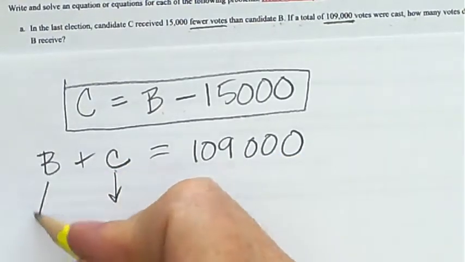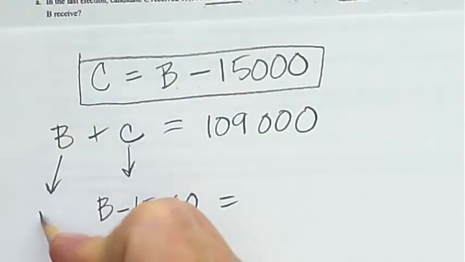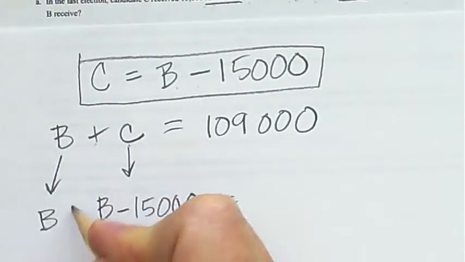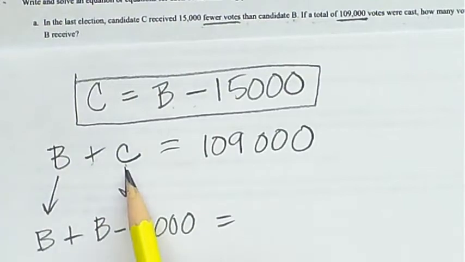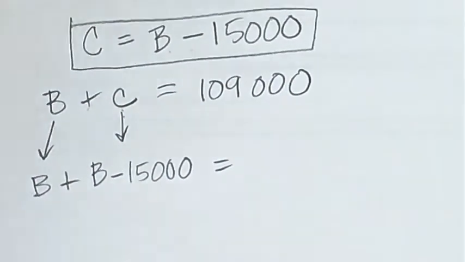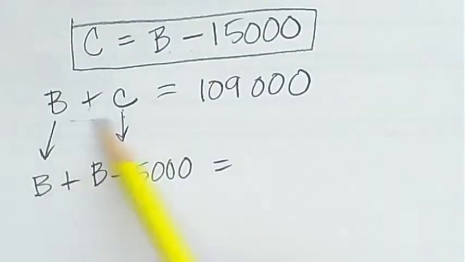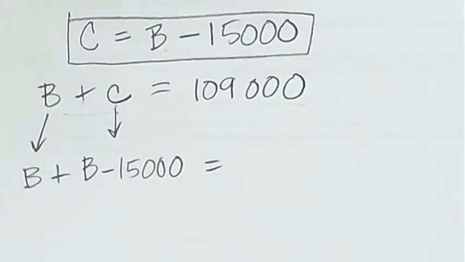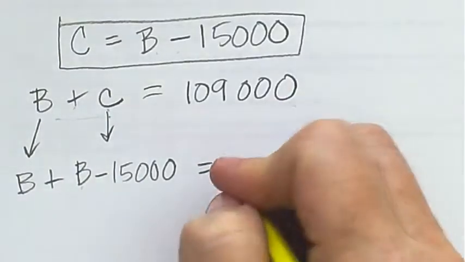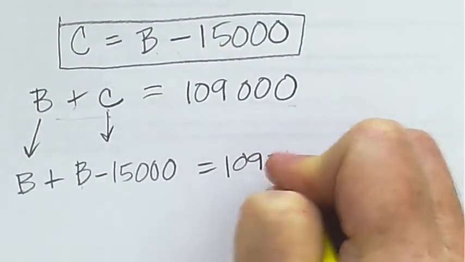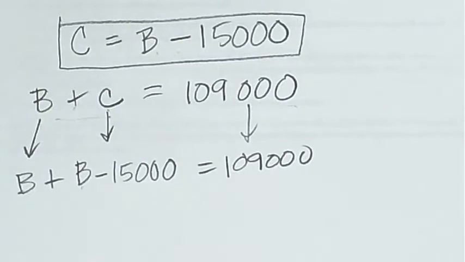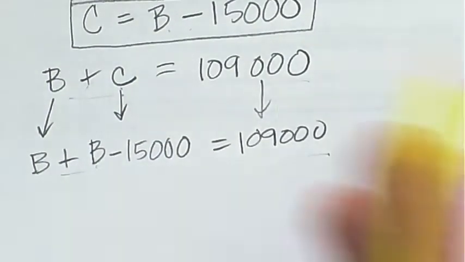Okay, and then I'm going to bring down this B, bring down this plus sign. I'm not going to use C because if I have an equation with two variables, that's an infinite number of solutions. But if I have an equation with one variable, then I have one solution, which is what we have. We have one variable, B. It's written twice, but this is an equation in terms of one variable.